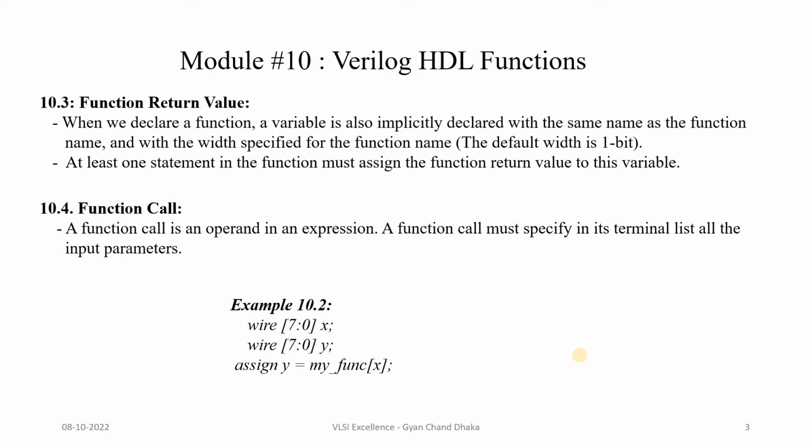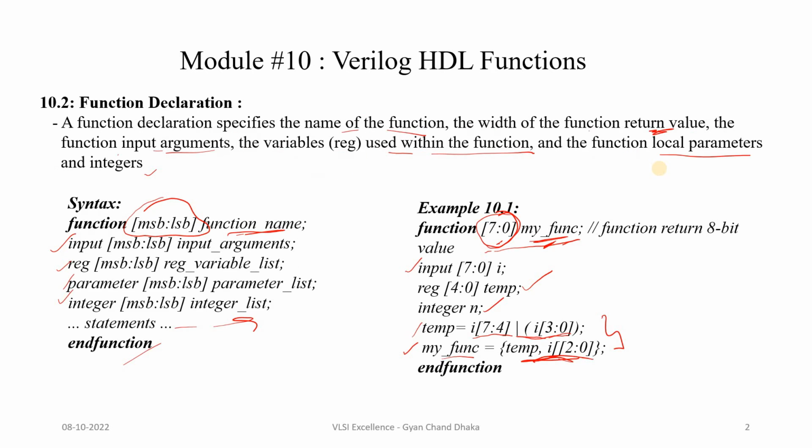Now let's see the function return value. As I said, when we declare a function, a variable is also implicitly declared with the same name as the function name and with the width specified for the function name. If there is no width specified, then the default width will be 1 bit. At least one statement in the function must assign the function return value to this variable. That means whatever return value we are expecting, that value should be assigned to the variable which has the same name as the function.